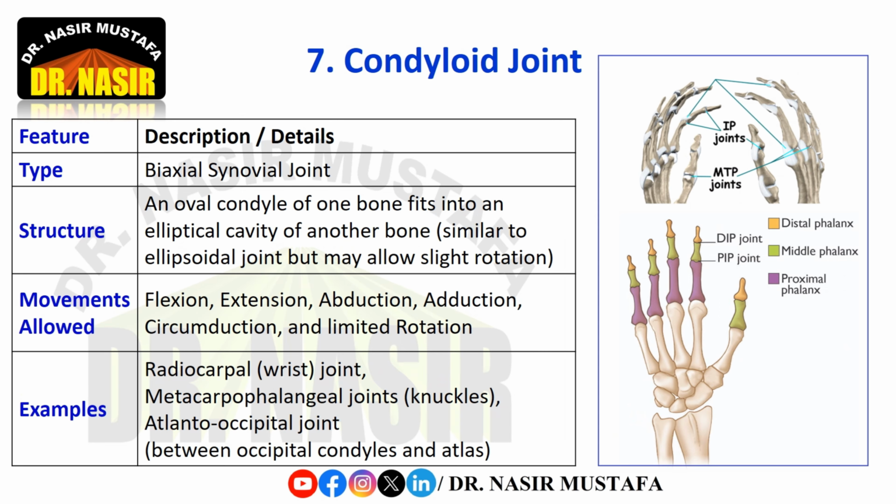The condylar joint is a biaxial synovial joint. Its structure consists of an oval condyle of one bone fitting into an elliptical cavity of another bone, similar to an ellipsoidal joint, but it may also allow slight rotation. This joint permits a range of movements, including flexion, extension, abduction, adduction, circumduction, and limited rotation. Examples of condylar joints include the radiocarpal joint of the wrist, the metacarpophalangeal joints of the knuckles, and the atlanto-occipital joint, which connects the occipital condyles of the skull with the atlas.